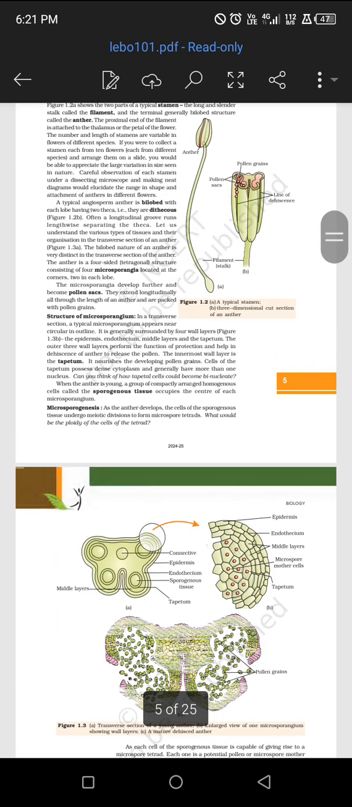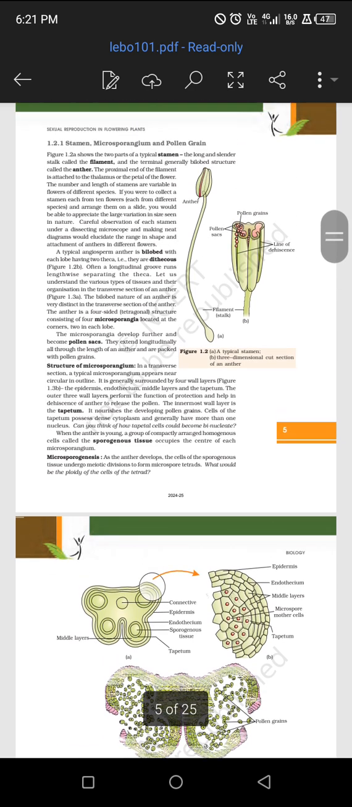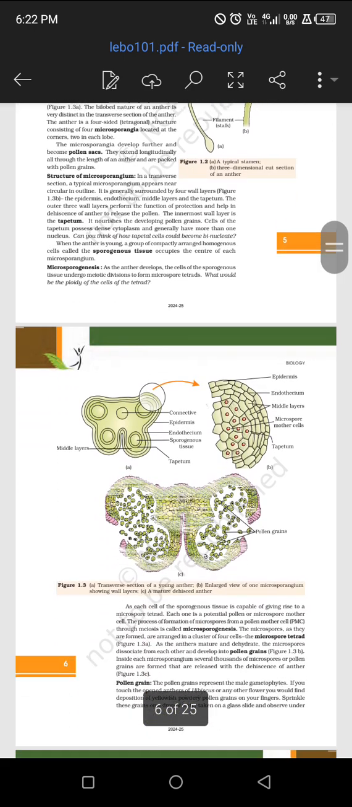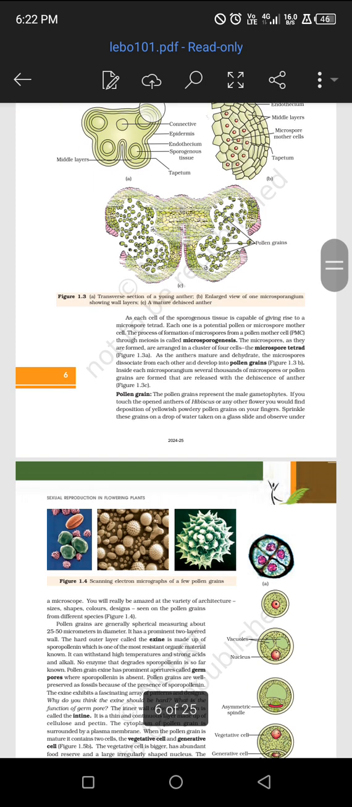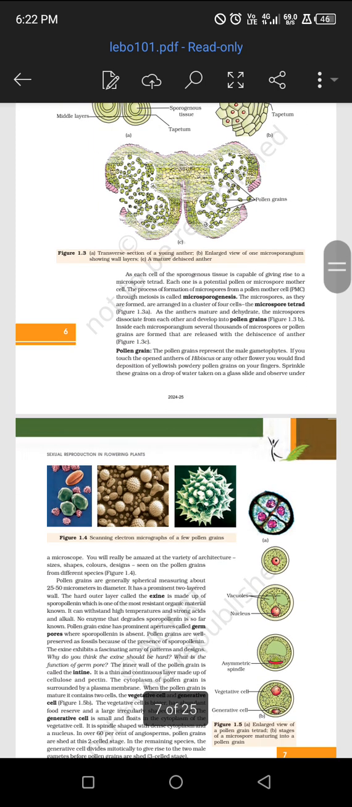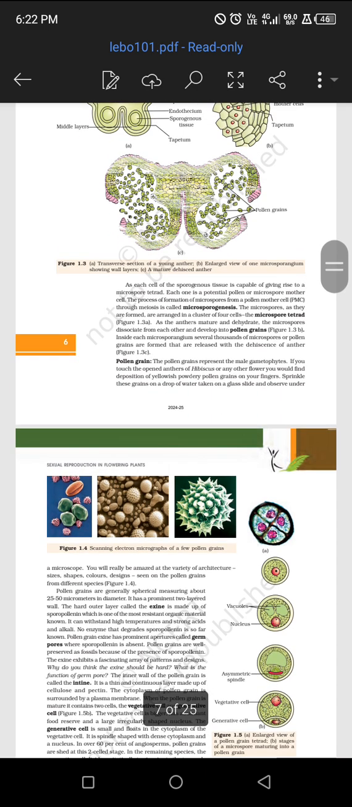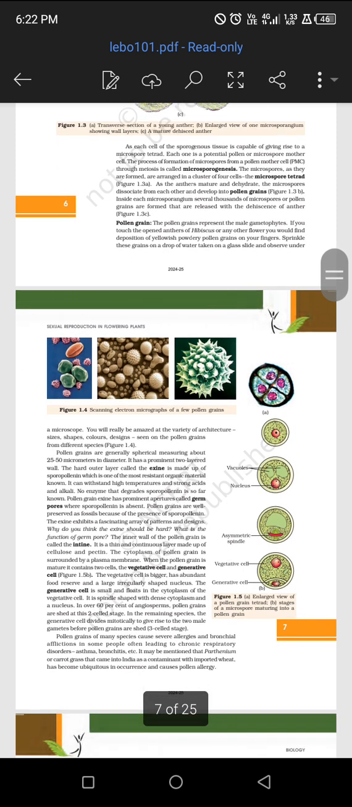As we saw in the diagram, we understood that the microsporangia develop into pollen sacs, and in them the pollen grains are packed. Okay, and this happens by way of microsporogenesis. The last product that is developed is called the pollen grains. Okay, next, the pollen grains represent the male gametophyte. So it is the male gametophyte.